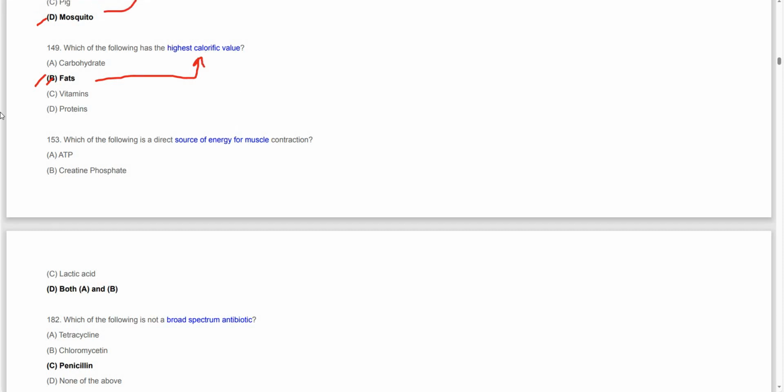Moving on to the next, which of the following is a direct source of the energy for muscle contraction? The direct source of energy is both A and B, that is ATP and certain phosphates, as we understand. So which of the following is a direct source of energy for muscle contraction?